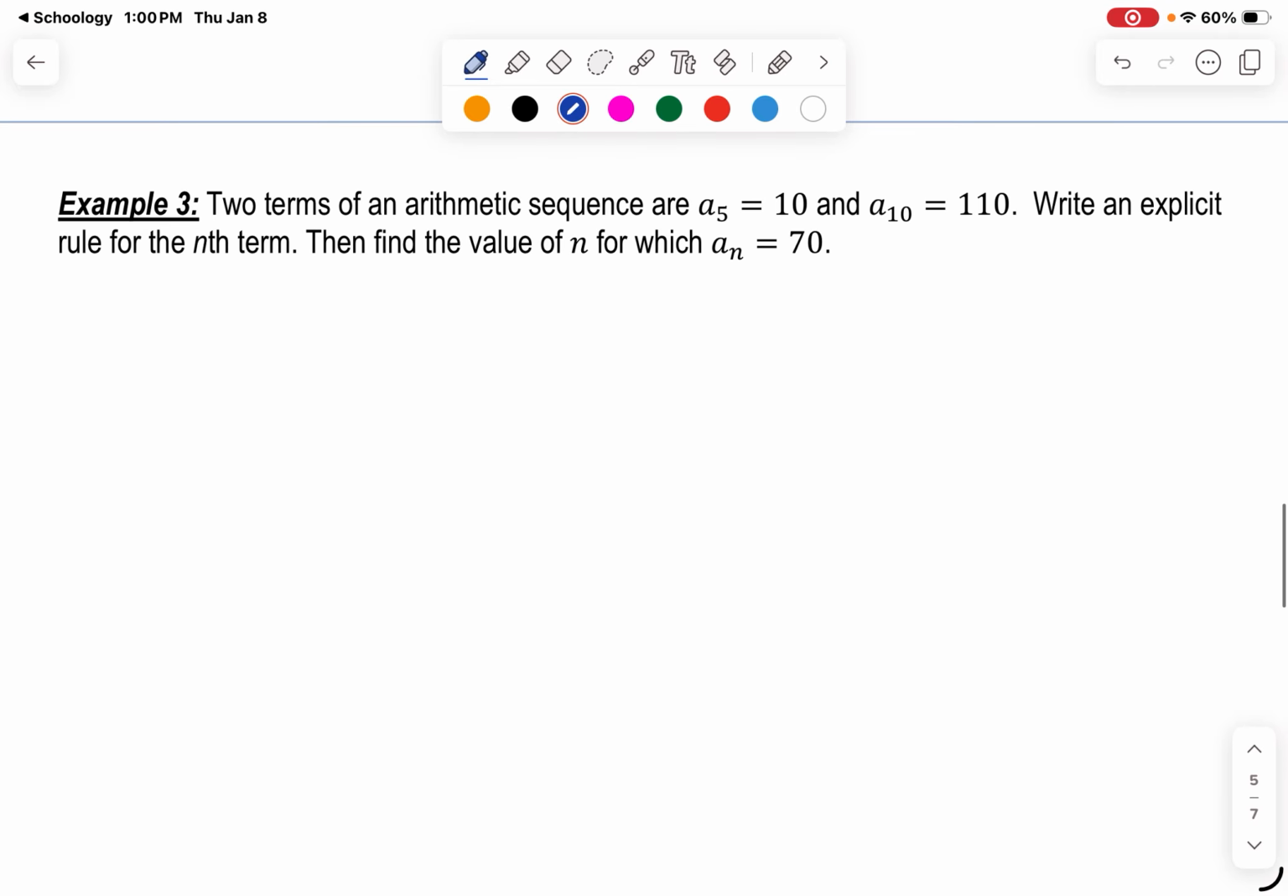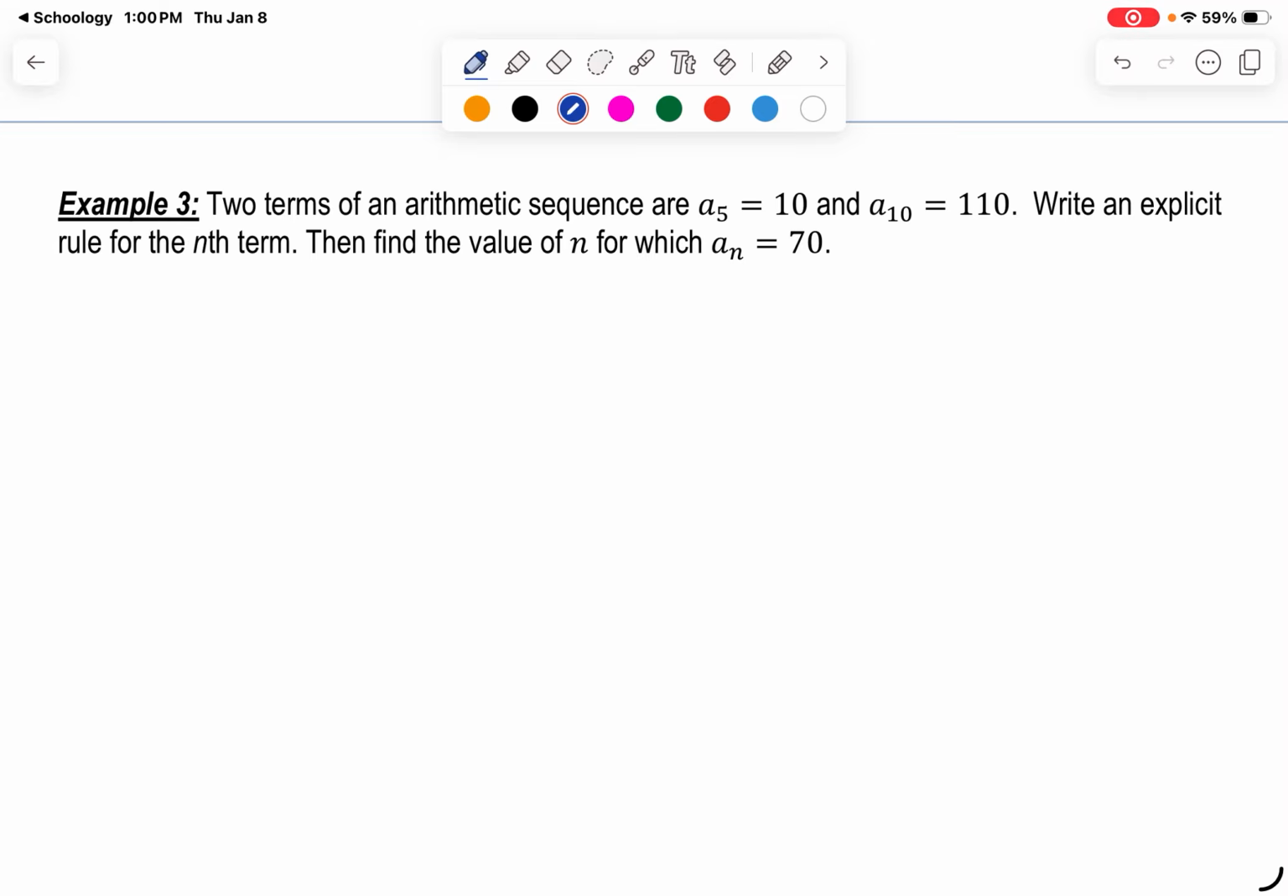Okay, next it says two terms of an arithmetic sequence are the 5th term is 10, or a sub 5 is 10, and the 10th term is 110. Write an explicit rule for the nth term. Okay, so we're going to have to write a formula. Then find the value of n for which a sub n is 70. That is a follow-up question, okay? So I will do that after I write a rule.